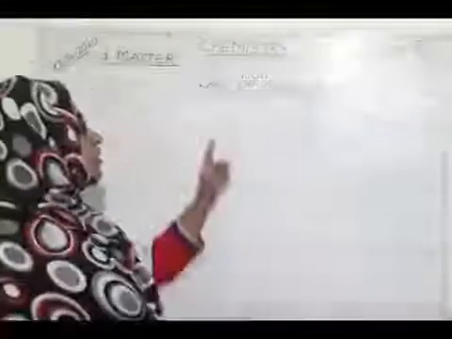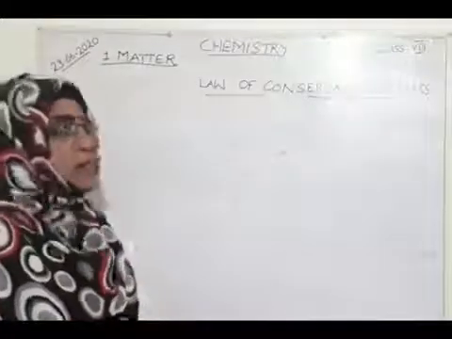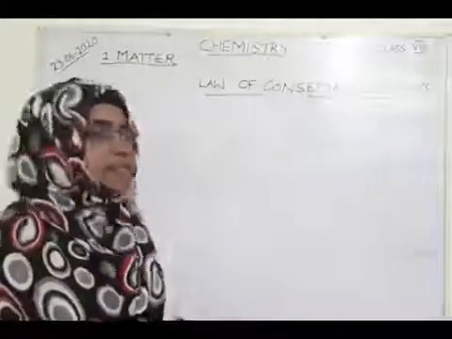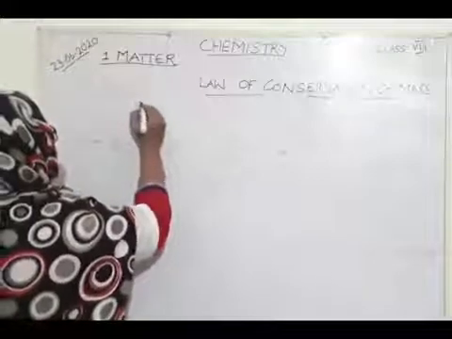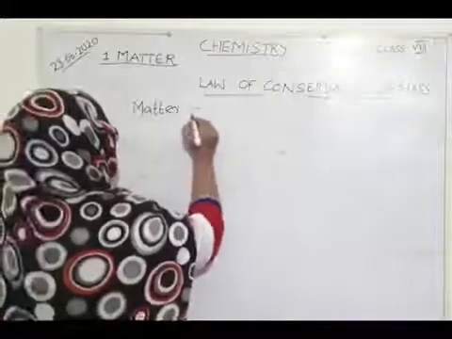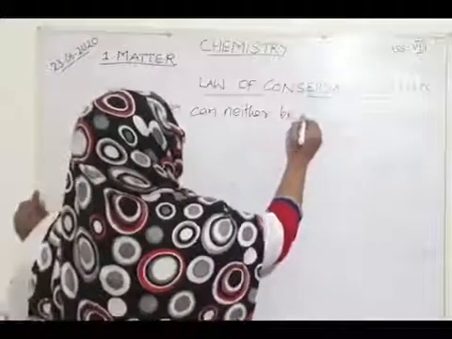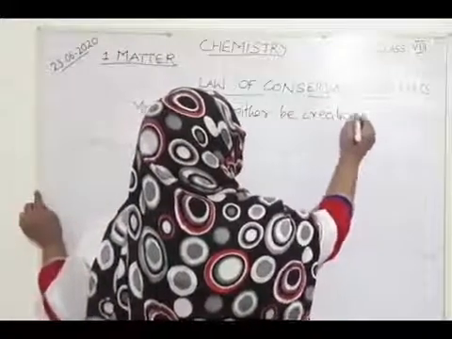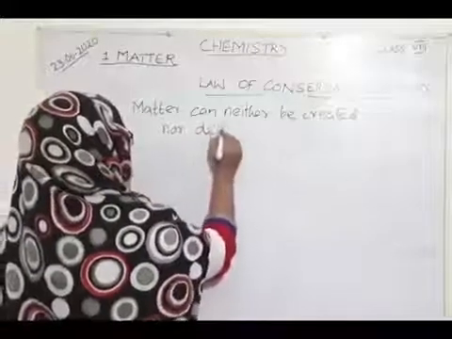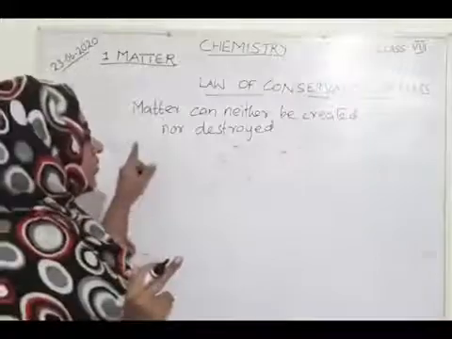Now let us move on to the last topic of this chapter, that is the law of conservation of mass. This law was put forward by the famous scientist Lavoisier. He stated that matter can neither be created nor destroyed. This is the important law. Matter can neither be created nor destroyed. This is the law of conservation of mass put forward by Lavoisier.